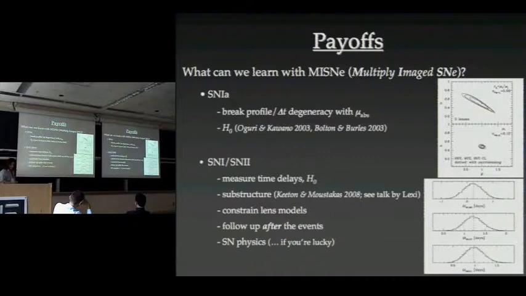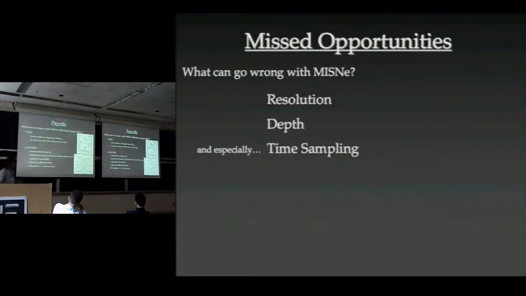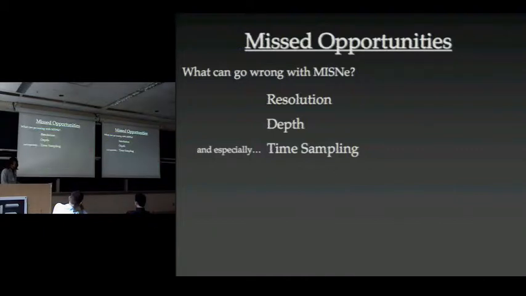Well, it provides an additional constraint on your lens models. And you can follow up after the event. So the nice thing about lens supernovae is they fade away, and then you can go back and observe more deeply and see the lens galaxy behind it. And then maybe you can do some supernova physics if you're lucky, and I will get back to that later.